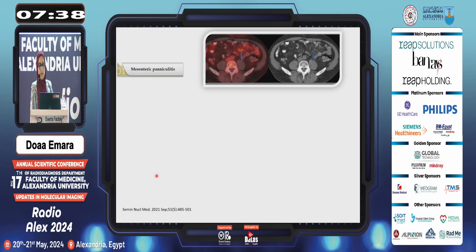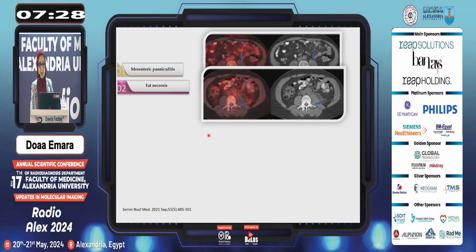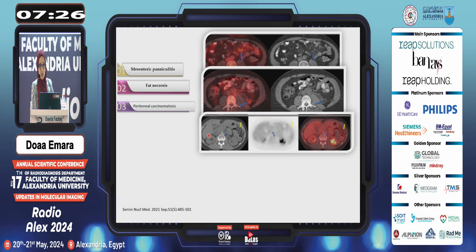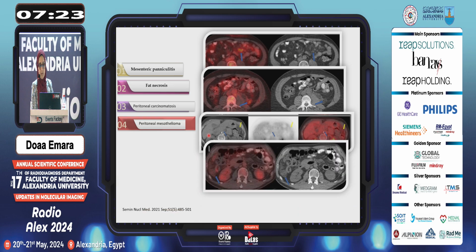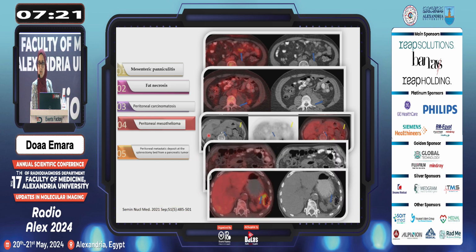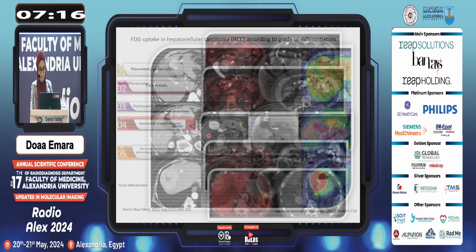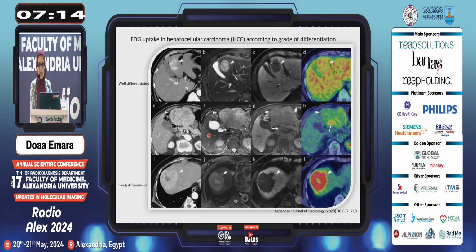These are different peritoneal lesions with different grades of uptake, starting from benign conditions such as mesenteric panniculitis and fat necrosis, through malignant lesions such as peritoneal carcinomatosis, peritoneal mesothelioma, and metastatic lesion at the operative bed of pancreatic cancer surgery. It's logical that different pathological tumors have different grades of uptake in FDG PET-CT.